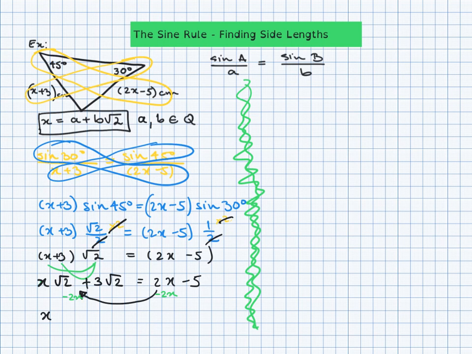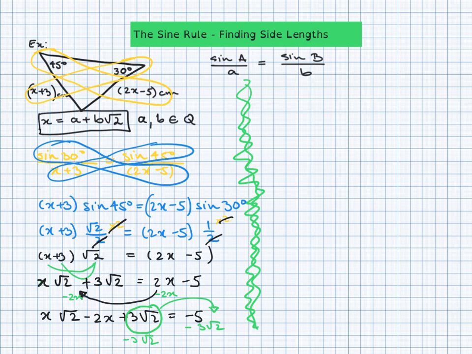x√2 take away 2x plus 3√2 is equal to negative 5. And now the same thing is going to happen to this term here. This one will be moved to the other side using the same operation: take away 3√2 on this side, and the same on the other side as well. So let's have a look at what we have now.